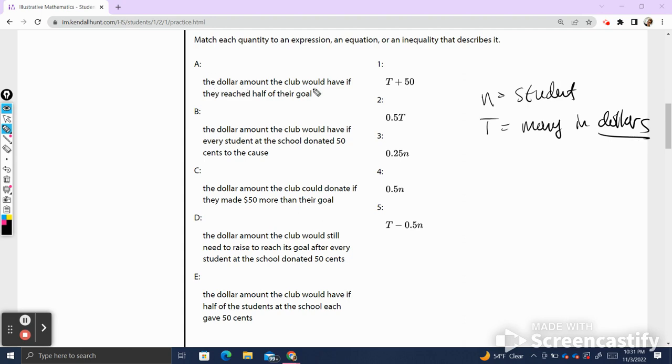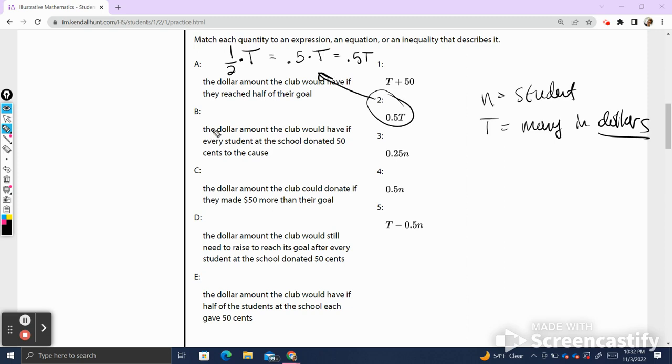A says the dollar amount the club would have if they reached half of their goal. So I know their goal is T. That's the amount of money they want to raise. So 1/2 of T can be written as 1/2 times T. I quickly look at my answer choices and I notice that there are no fractions in any of my answer choices. So I have to remember that 1/2 is equivalent to 0.50 or 50%. It can be rewritten as 0.5, and 0.5 times T can be written as just 0.5T. All of these expressions are equivalent and I notice they match with number 2. I found my first answer.